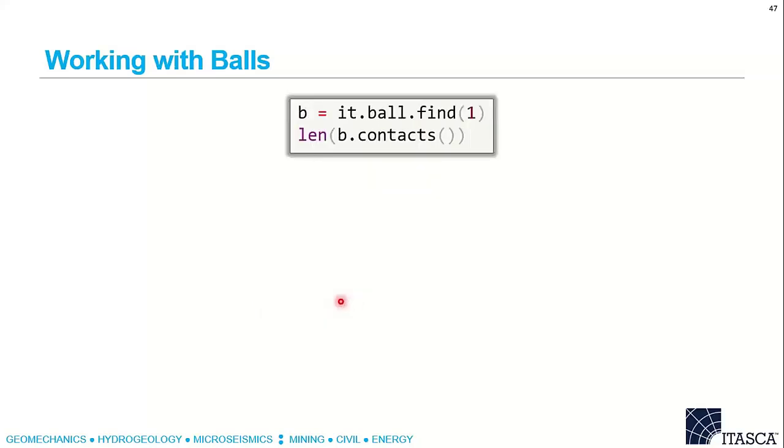Balls also allow you to access their contacts, and that's done via the .contacts function. Now, this returns a list of contact objects, which represents all the contacts that a ball has. And for example, you can then use the len function to get the number of contacts that a ball has.